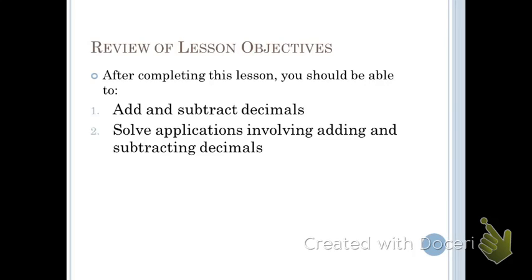Review of lesson objectives. After completing this lesson, you should be able to: 1. Add and subtract decimals, and 2. Solve applications involving adding and subtracting decimals.